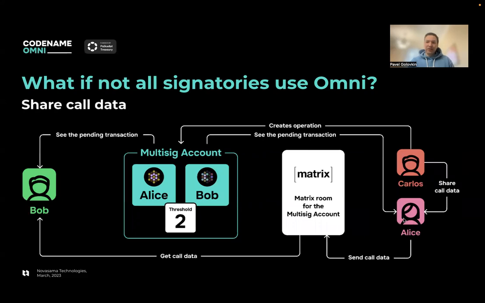Carlos can share the call data with Alice, and Alice can send the call data using the Omni application through a matrix, and Bob will get it. And after that, they can make a final sign because they have the call data. The benefit here is that only one signatory who uses Omni should ask for the call data and put it into Omni. Other signatories will get it automatically from the matrix.